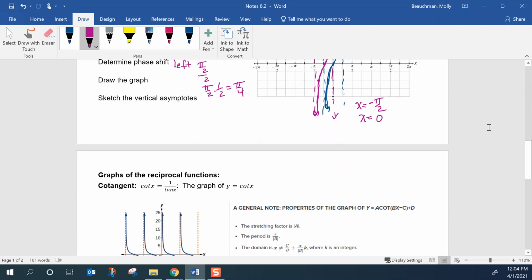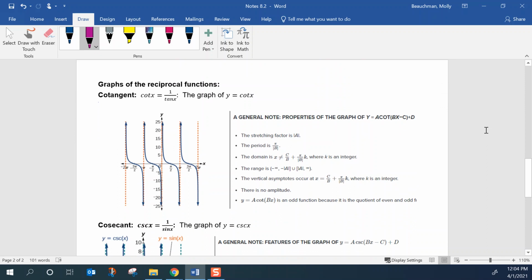Then the reciprocal functions. If we take a look at cotangent, that is equal to 1 over the tangent. So wherever the tangent is 0, the cotangent has a vertical asymptote. If we look at the characteristics of the graph, the domain is all real numbers except the places where we have a vertical asymptote. In this case, they're multiples of pi. The range is all real numbers.